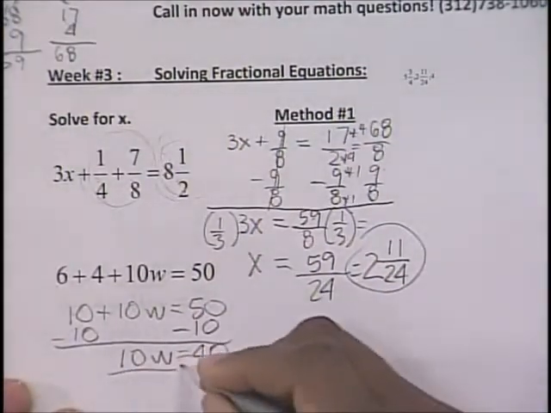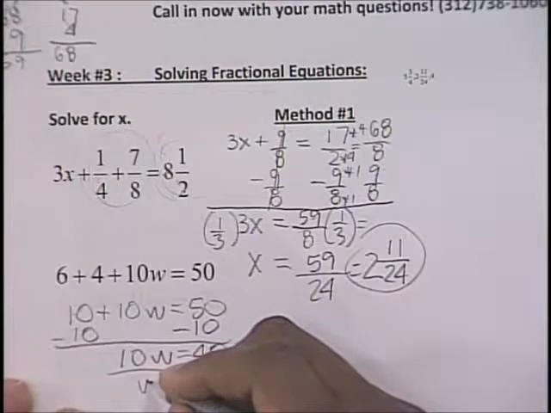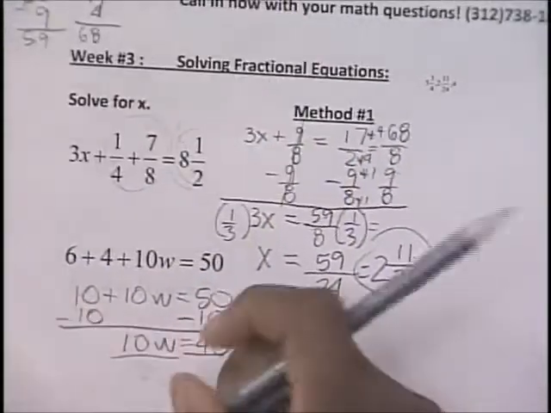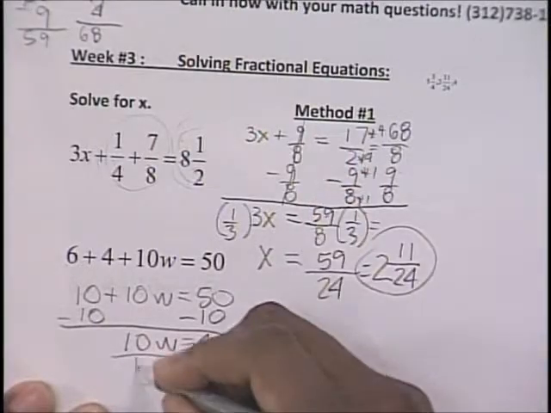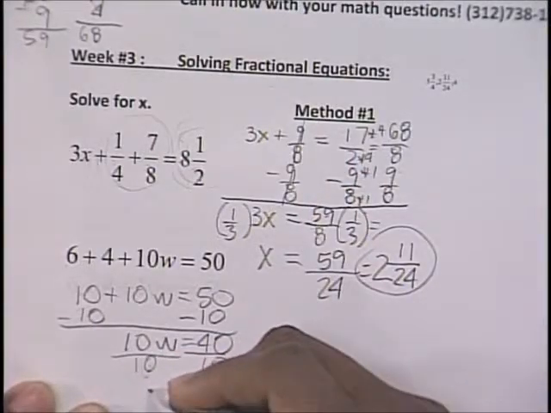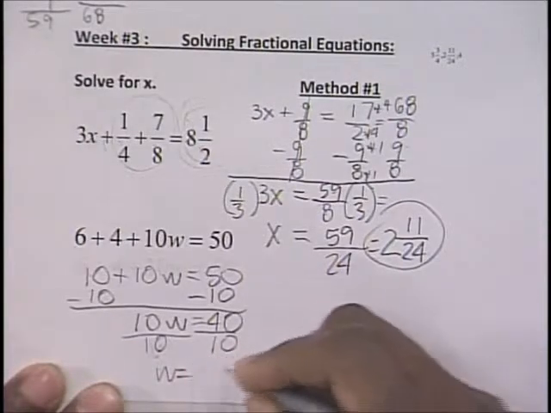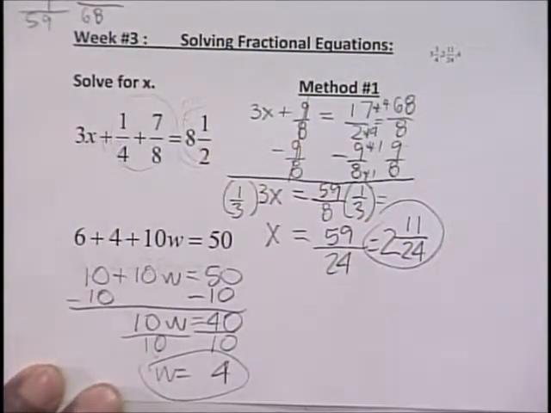And now you divide by 10 on both sides. You end up with w is equal to 4. All right, so final answer.